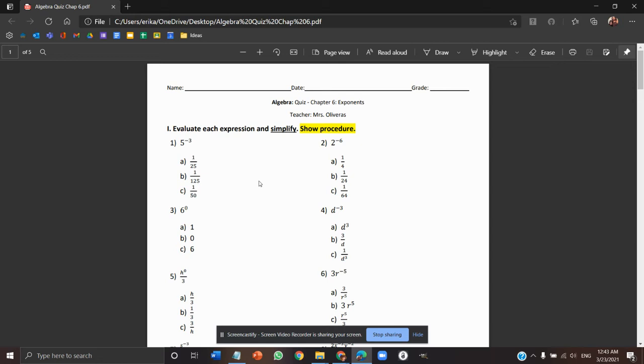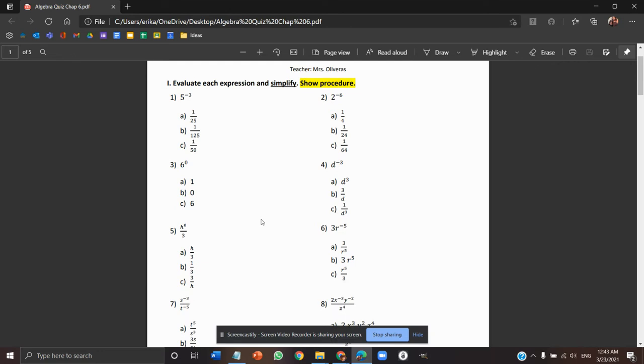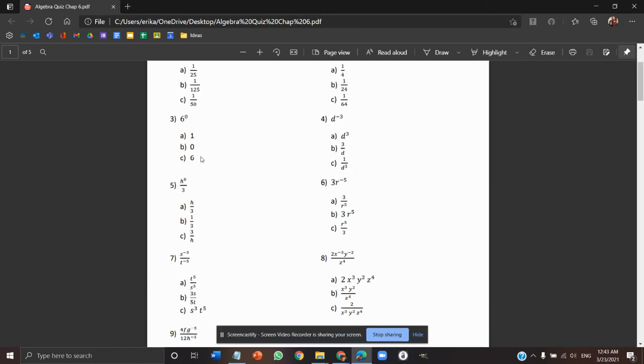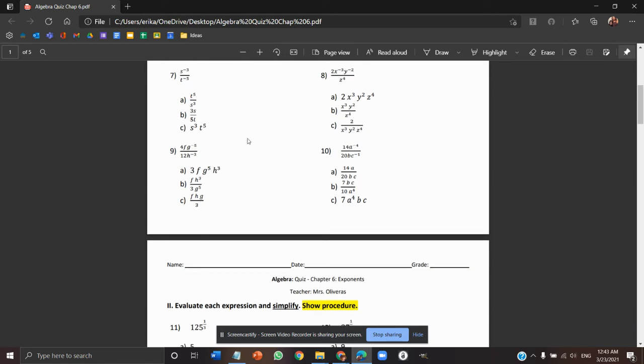What is the instruction? The instructions are very simple. It says evaluate each expression and simplify. Show procedure. And again, in the first part, you're gonna have a lot of negative exponents, a lot of zero exponents. You just have to solve each of those expressions. And again, you're gonna choose A, B, or C in each one of those.